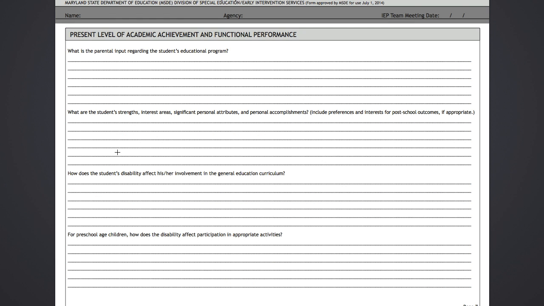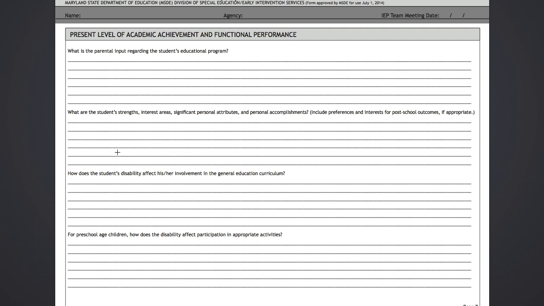In addition to the information that we glean from assessments, we also look to gain parental input and include this information on the IEP. And so this is a section of the IEP where you really get to talk about the students' interest areas, their personal attributes, their accomplishments, what makes them who they are. This is really that place where you get to talk about the child as a person and not just as a student. So what is the parental input?